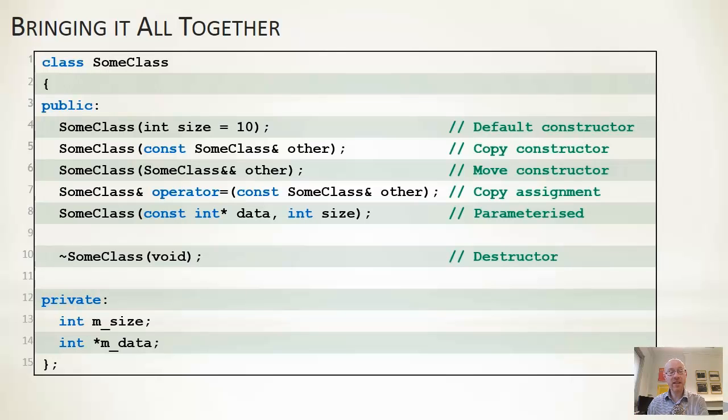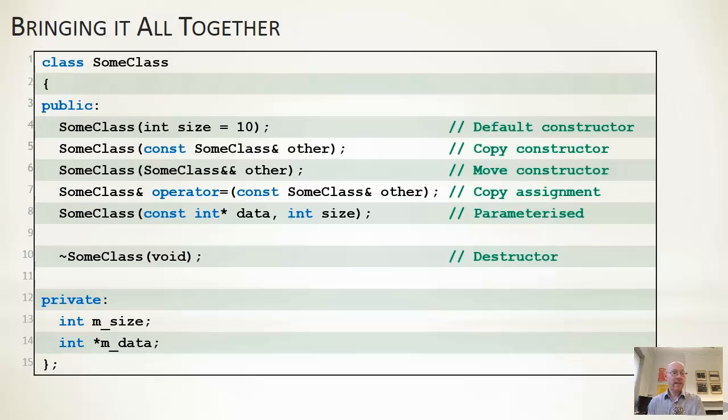Line 7, you can see that we have the signature for overloading the assignment operator. Again, we're passing in a constant reference to the other object, and we're returning a reference to the particular class to permit chaining. Line 8 then is just a standard parameterized call. This one will pass in the size and also an existing array, and then copy from that. Line 10, we have our destructor. No arguments going into that one.